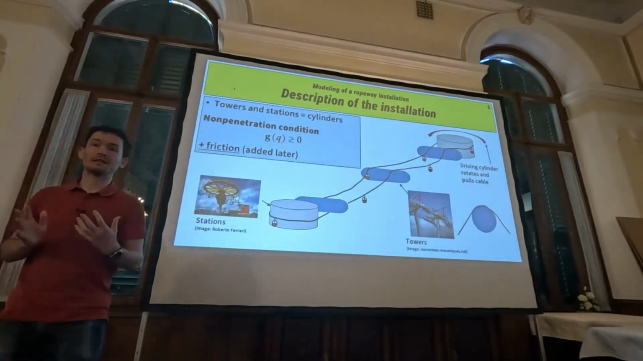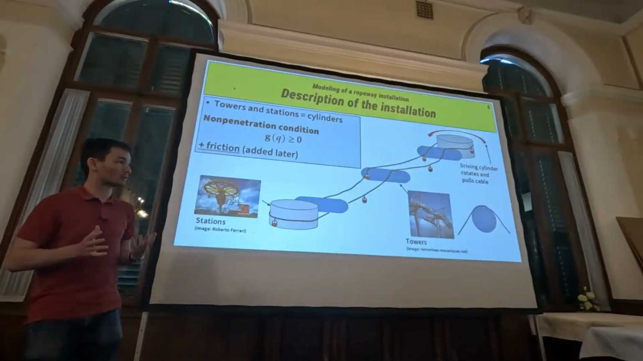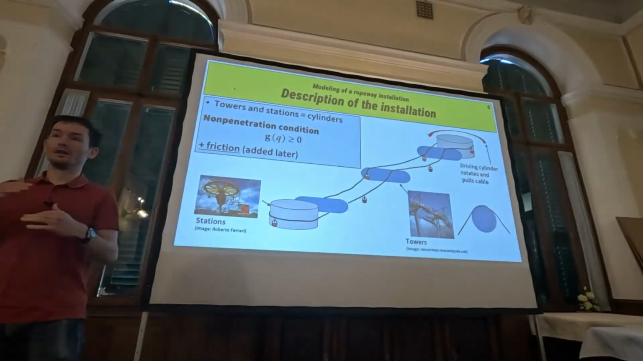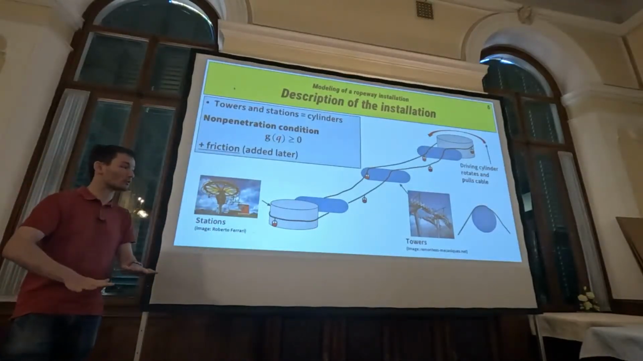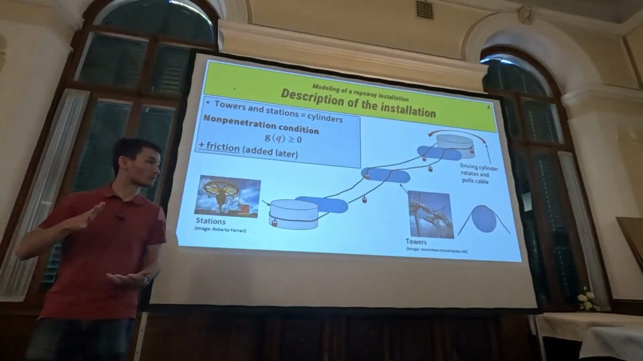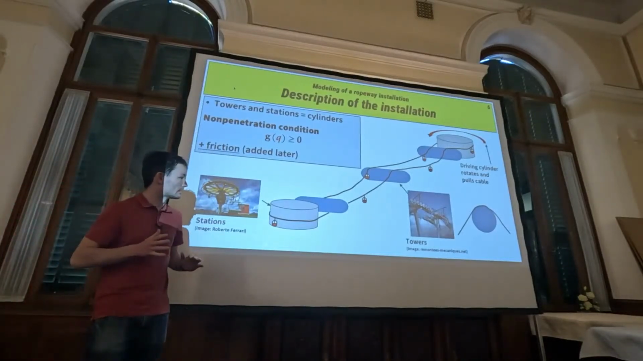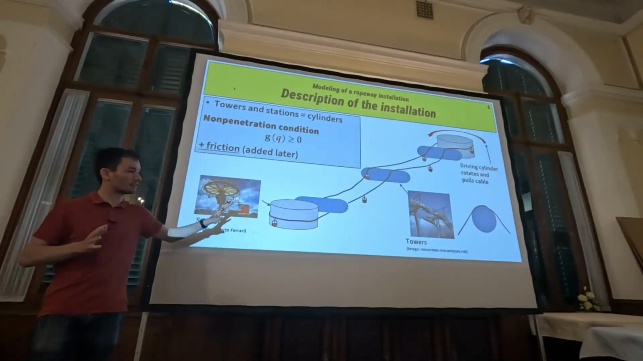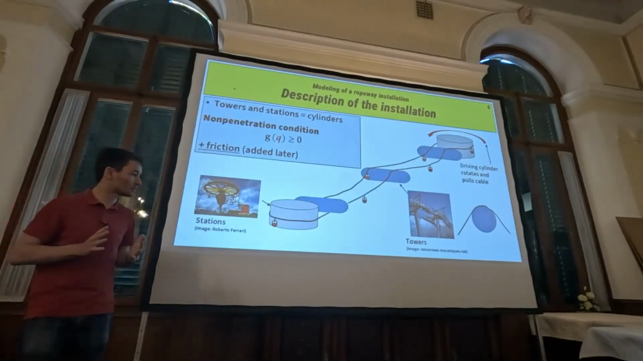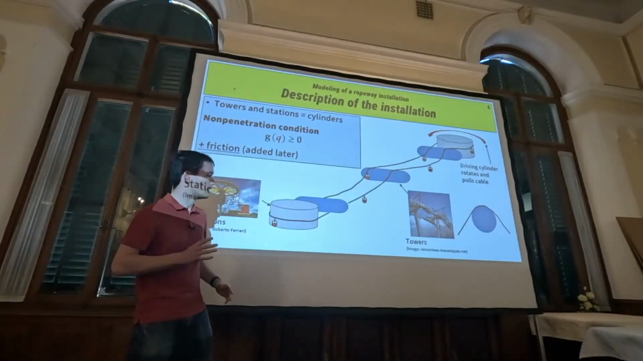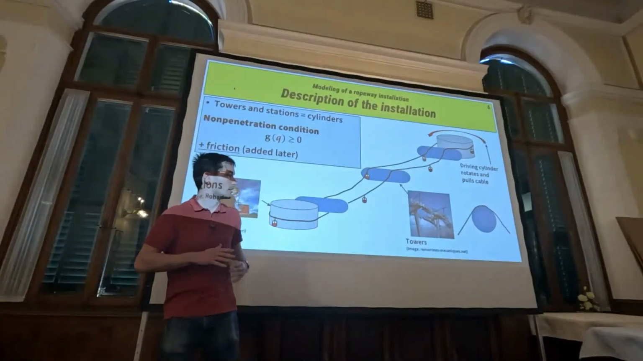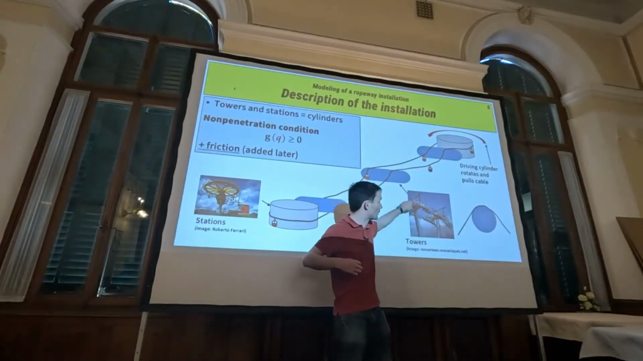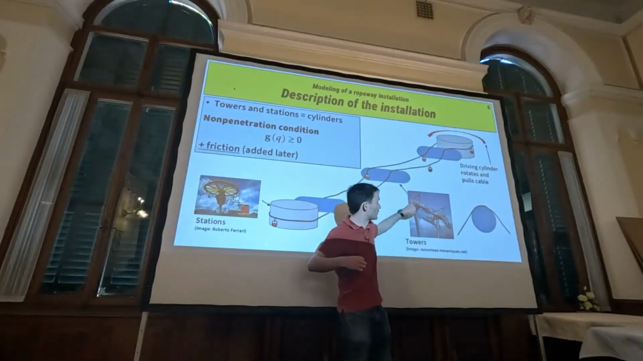Concerning the modeling of the installation, the cable is in contact with some supports, some towers, that either keep the cable away from the ground, but they can also compress it to keep it not too far from the ground. And there are some stations at the extremity. All supports are represented as cylinders for simplicity. For instance, the towers contain a lot of little sheaves, but one tower with its curvature will be represented as one cylinder for simplicity.